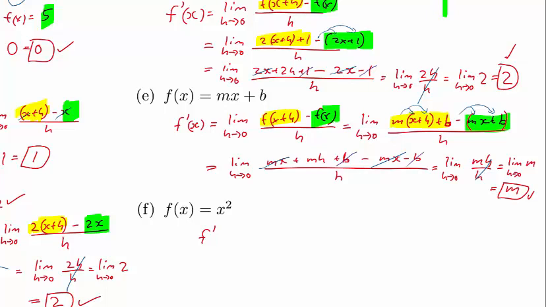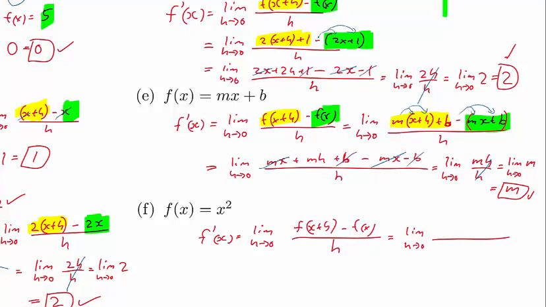So f prime at x, again, that's going to be the limit as h goes to 0 of f of x plus h minus f of x, all divided by h. So this one's going to be a little bit harder, but I still want you to press the pause button and try and work it out on your own. Don't forget to write your limit there.